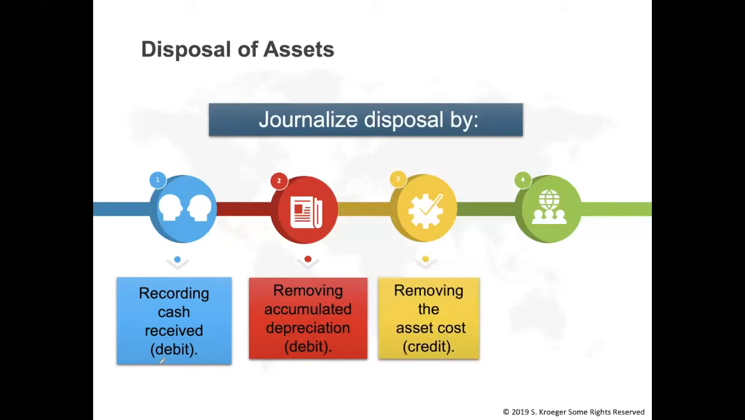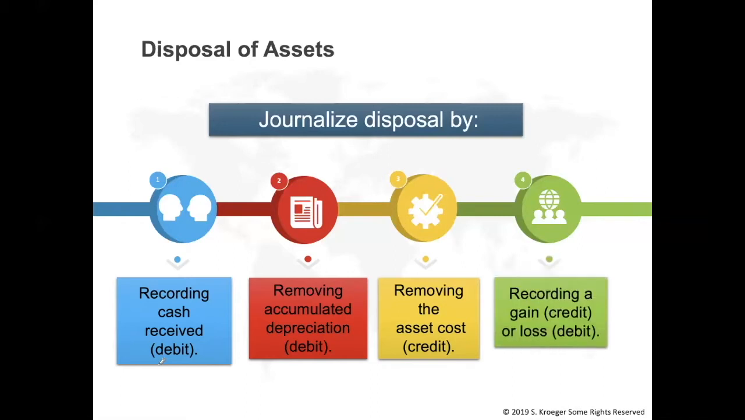Third step is to remove the asset off the books. When we put the asset on the books, we would be doing a debit. So if we got a piece of equipment, we would debit equipment. Now that we're selling it or removing it, we would do a credit, which is the opposite, to get rid of it. Our final step would be to calculate a gain or loss if there is one. Gains are credits and losses are debits.